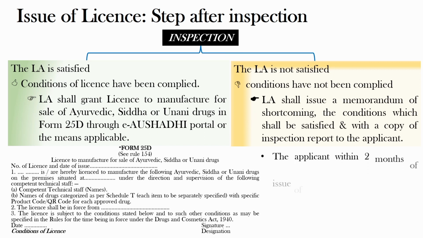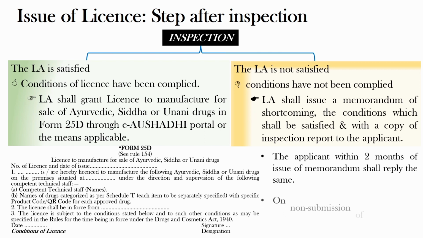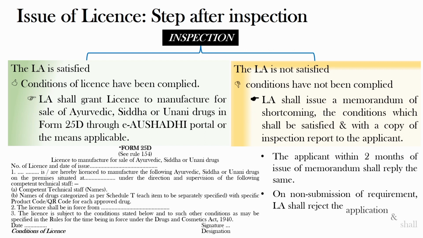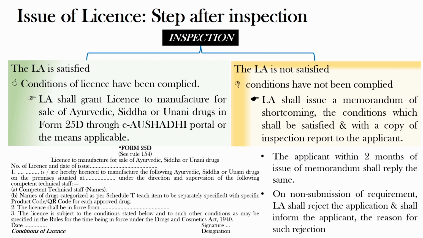The applicant shall reply within 2 months of issue of the memorandum. On non-submission of the requirement, the licensing authority shall reject the application and shall inform the applicant the reason for such rejection. This is all about the licensing. The entire process can be seen in flow chart manner.